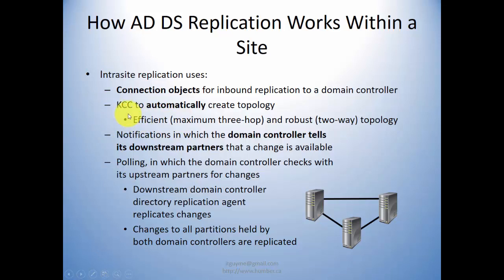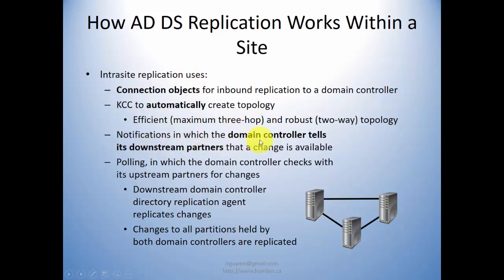And KCC. What's the main purpose of KCC? Connection objects for inbound replication to our domain controller. KCC automatically creates topology, efficient, maximum 3-hop and robust 2-way topology. It's going to know which domain controllers are where, and it says here it's going to create an automatic topology. But when you go to Sites and Services, there are some manual steps we have to do. After that, it's going to discover that, and hey, we made it already.